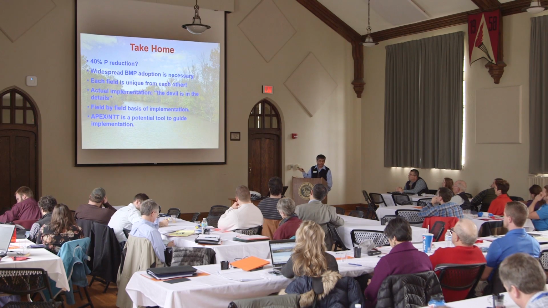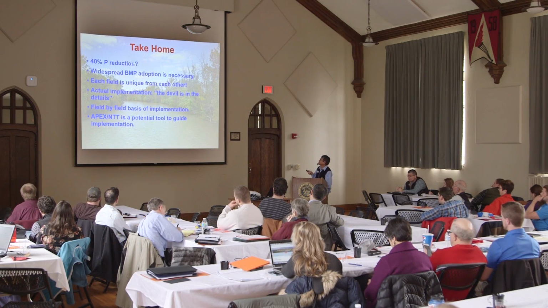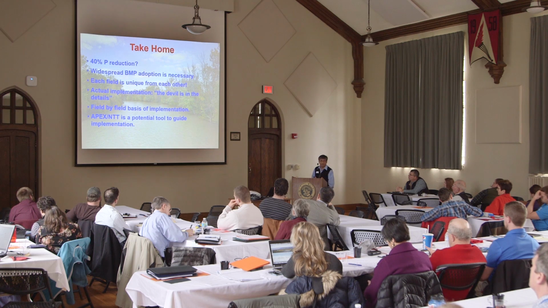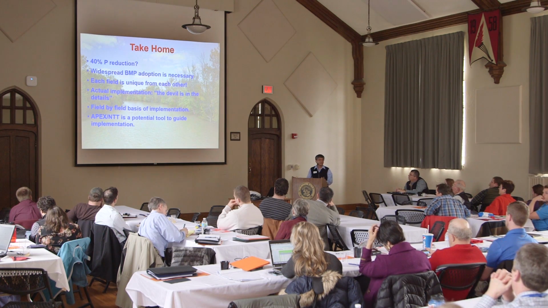My take home, I think I discussed this a couple of weeks ago at the Lake Erie Millennium Network meeting. How do we reduce to meet the 40% target goal from the IGC or from the Great Lakes Water Quality Agreement? Again, there is a need for widespread BMP adoption, but each field is unique from each other. We've discussed that for the last 3 or 4 talks earlier. And I would say, in the actual implementation of the BMPs, the devil is in the details. How do we implement the BMPs? We have to do it on a field by field basis. Each farm, each field is unique. For example, for the same farmer, an adjacent field might be different. So we cannot just have a blanket, one BMP or 2 suites of BMPs applied across the watershed. We need to know field by field what's the best for that field.